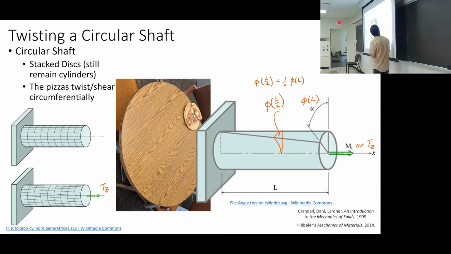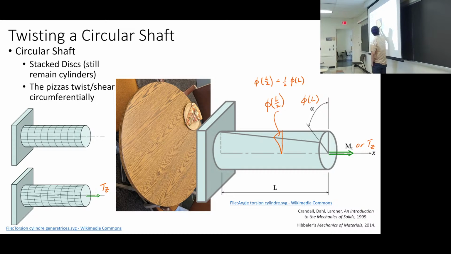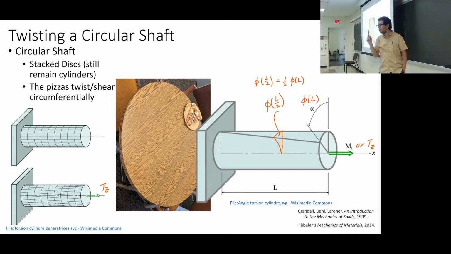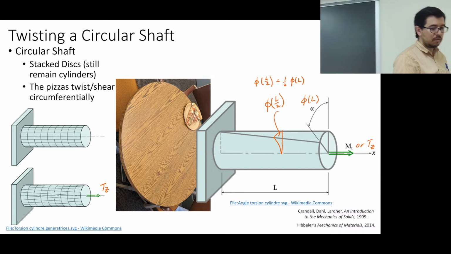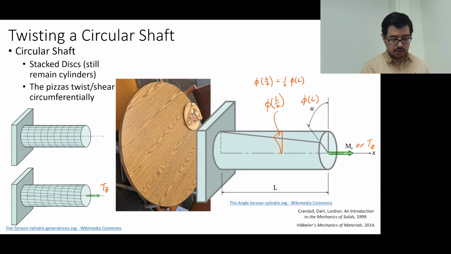And that the phi, the angle of rotation, or the angle that my pizza slice carves out, is going to be dependent on how far along I am on this shaft. So if I'm halfway along the shaft, at L over 2, that angle of rotation is going to be half the rotation at the end. Does that make sense? This is just using our experience in the world. We've twisted things.